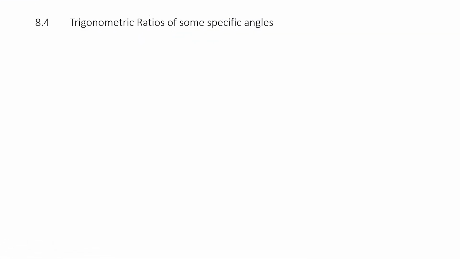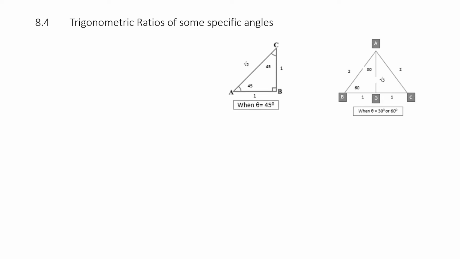Having learnt about the trigonometric ratios, their reciprocals, the complementary angles and trigonometric identities, we will study about the trigonometric ratios of some specific angles. Please see the figures on the right hand side. Let us first take angle 45 degrees. ABC is a right angle triangle at B.